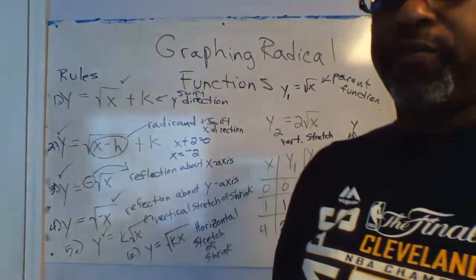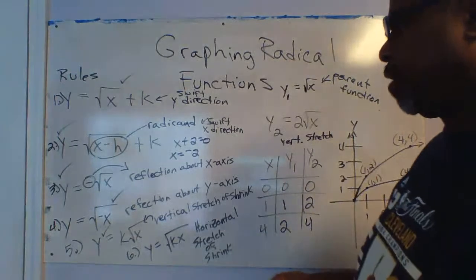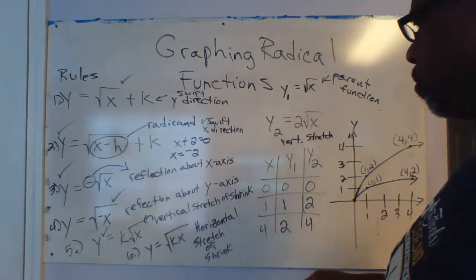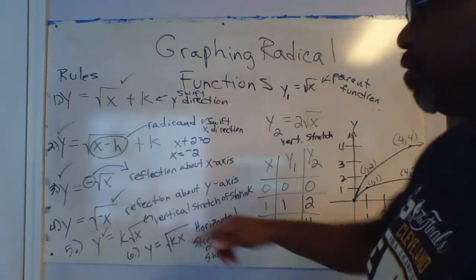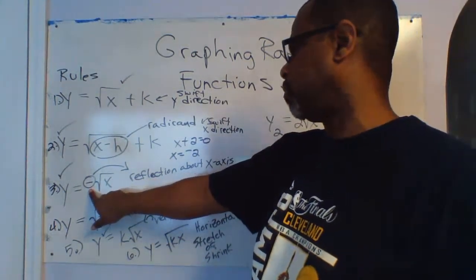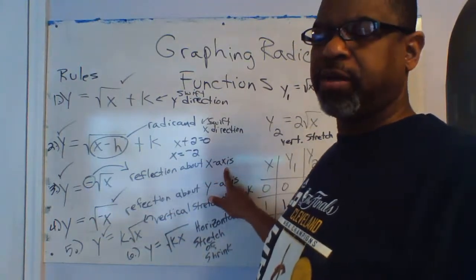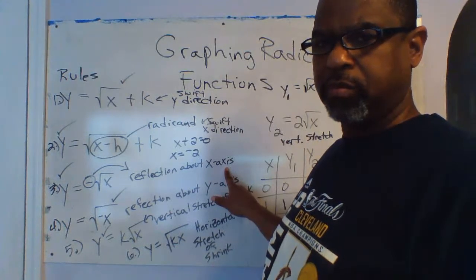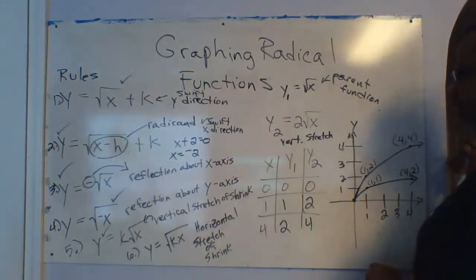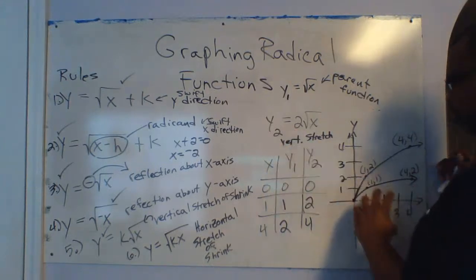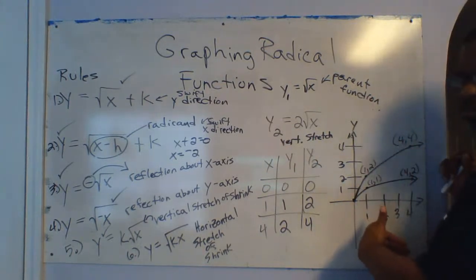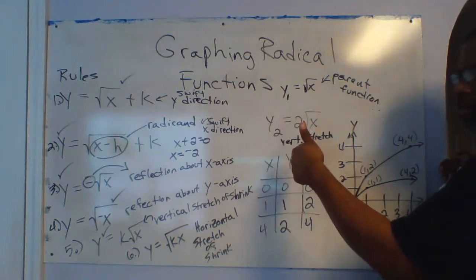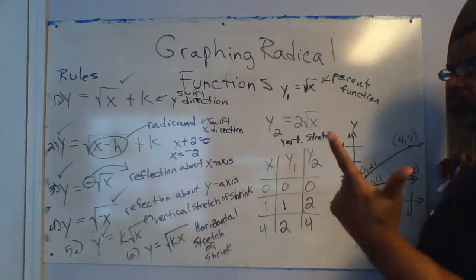Okay, so if k was negative, remember if it's negative on the outside here, that means it's going to be reflected about the x-axis. So if this was -2, it'll be a stretch and a reflection because you got a number outside, that's your k, then you have a negative, so you've done two things.